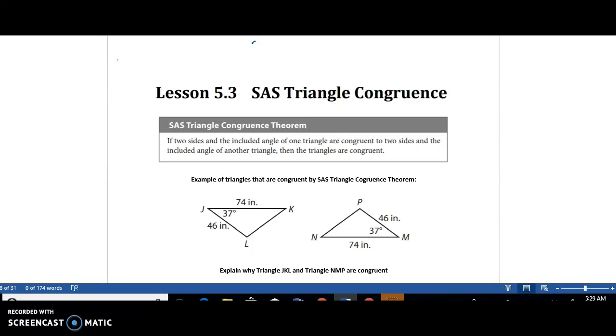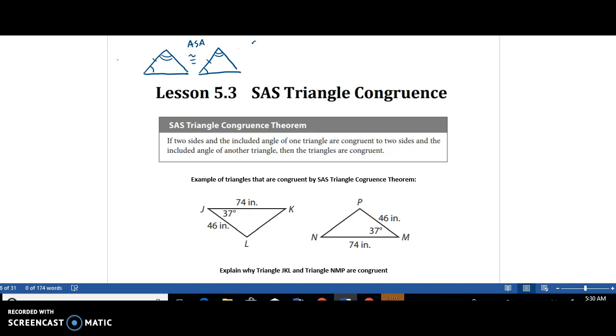Okay, another triangle congruence theorem. So far we've learned, from the last lesson, angle side angle, which said that if we have two triangles and one angle along with another angle are congruent to each other, along with an additional, included side, then the triangles are congruent.